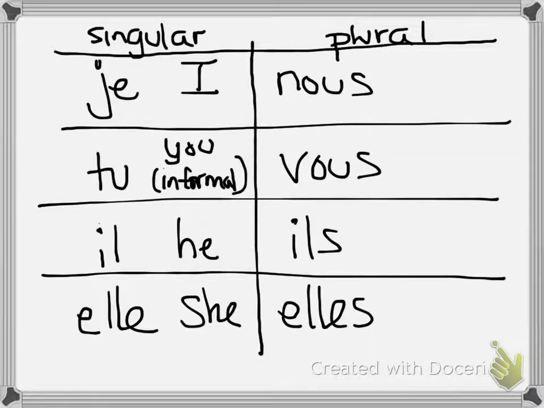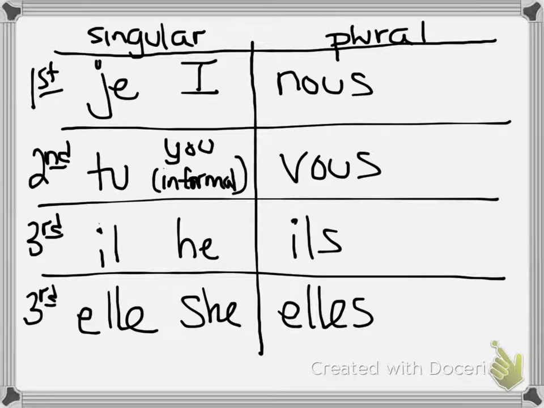The last two, the il and elle, don't forget, that's when you're talking about people. Je is when you're talking about yourself, which makes it what we call first person. Tu is second person. It's when we're talking to one other person or to somebody else. And il and elle, because you're talking about a third person that's not in your conversation, he and she. So same thing in English.